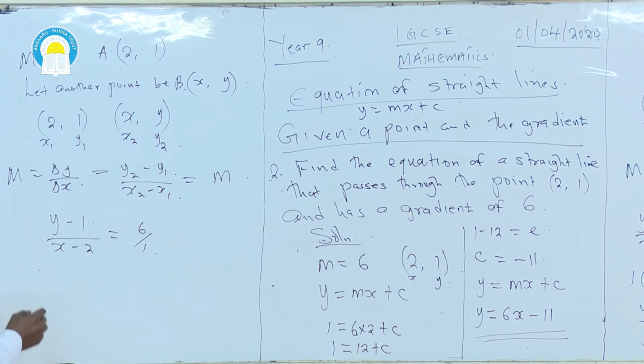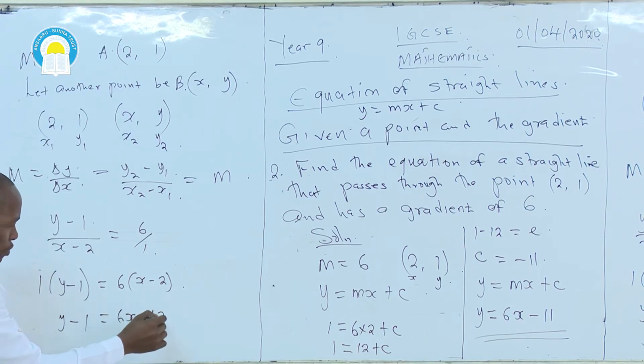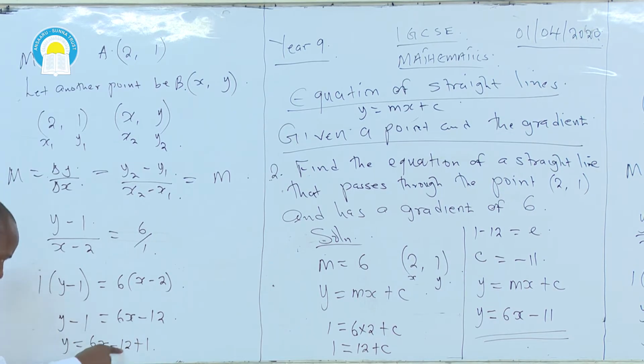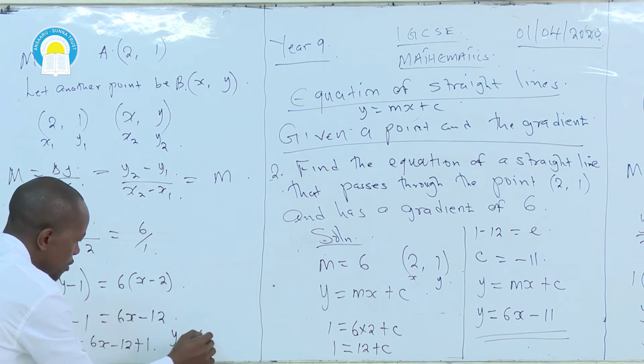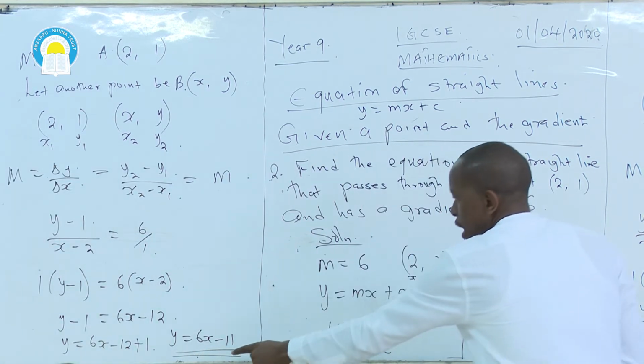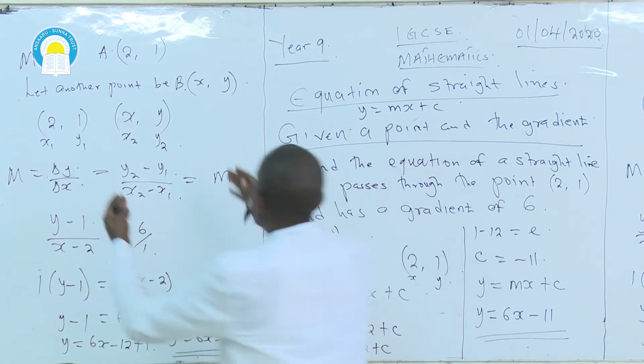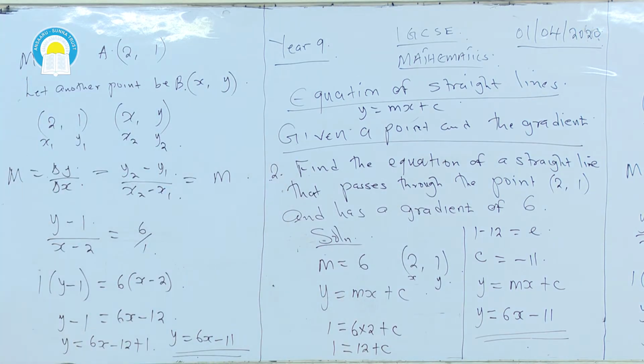So now we're going to create the bracket. 1 into (y - 1) is equal to 6 into (x - 2). So y - 1 = 6x - 12. Now, we take negative 1 to the other side. y = 6x - 12 + 1, meaning minus 12 plus 1 is negative 11. So y = 6x - 11. Now, if you compare the two, you find that they are the same. So you can use this one if you're okay with it, or you can use the other one. At the end of it, you'll have the same marks.